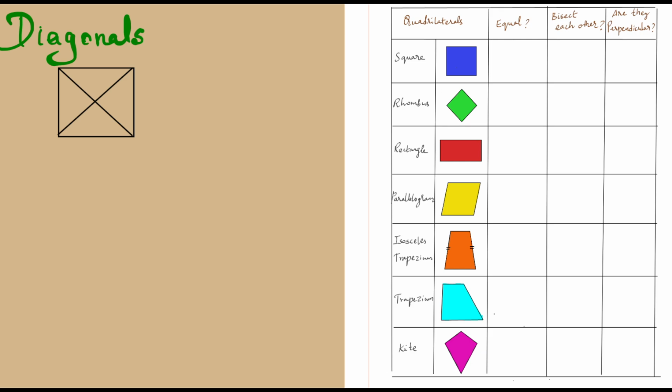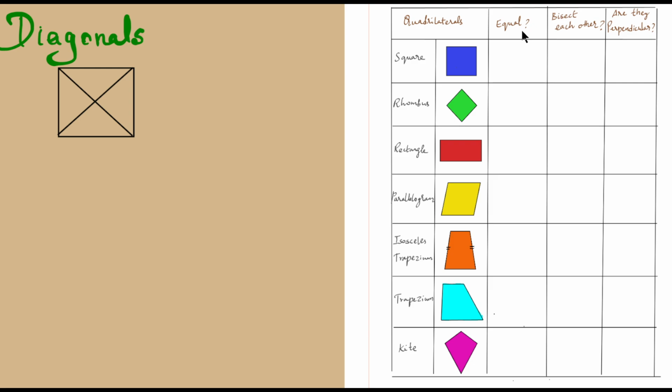Let's learn about the diagonals of quadrilaterals here. Quadrilaterals being four-sided figures, each quadrilateral has two diagonals. A square has two diagonals, a rhombus has two diagonals. Now we are going to look at these diagonals and find out whether they are equal in length.